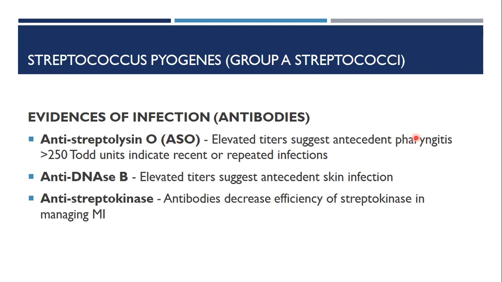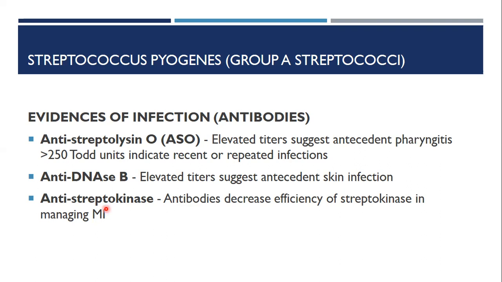that the organism has caused infection in the oropharynx, causing pharyngitis in a patient. But when the infection was through the skin, you get high levels of these titers for DNase B. Titers would mean concentration. And then your streptokinase is actually an enzyme.